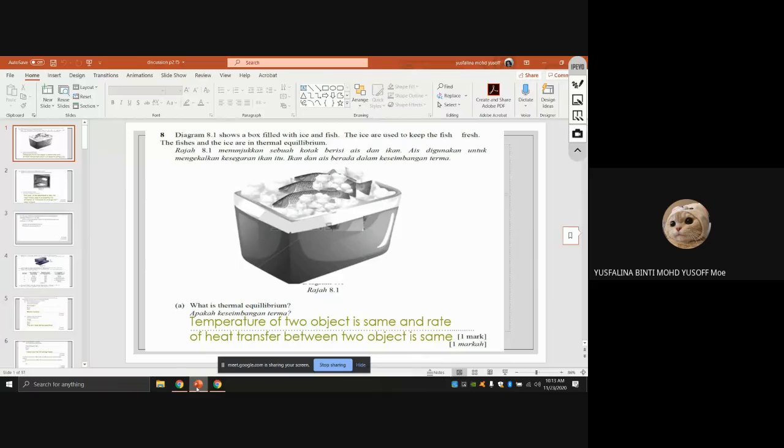Diagram 8.1 shows a box filled with ice and fish. The ice is used to keep the fish fresh. So the fish and the ice are in thermal equilibrium.